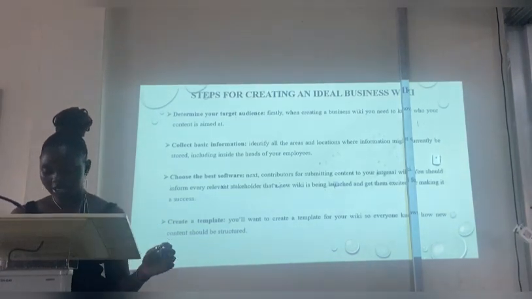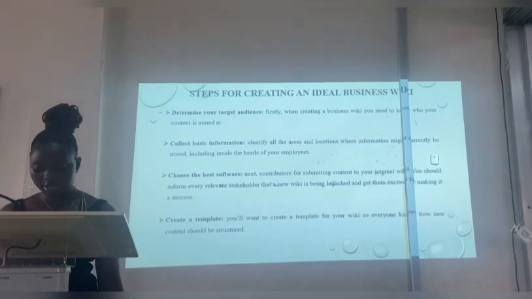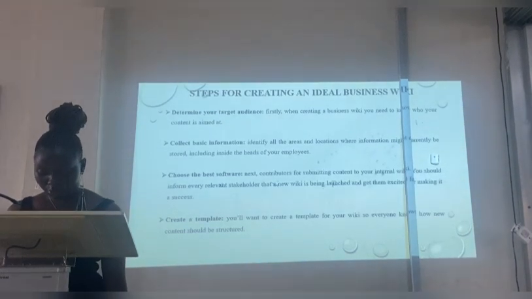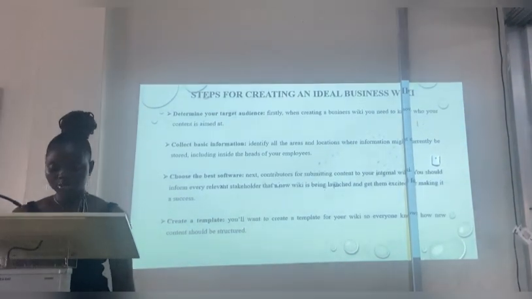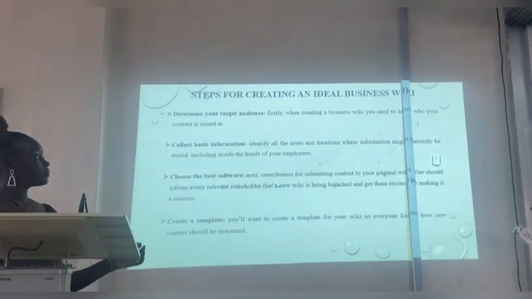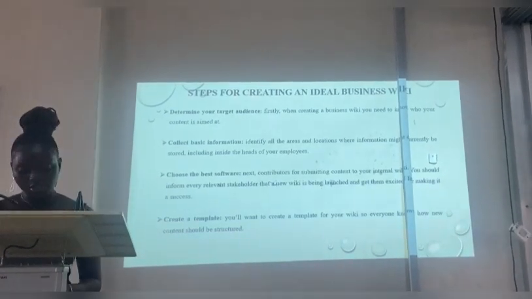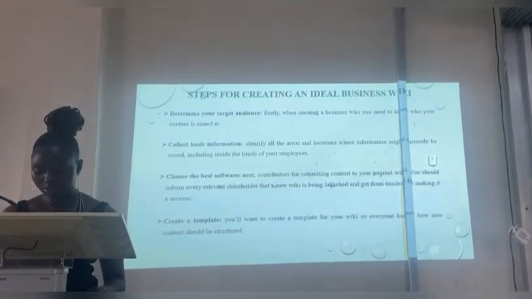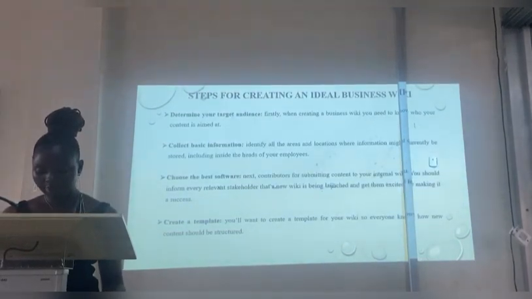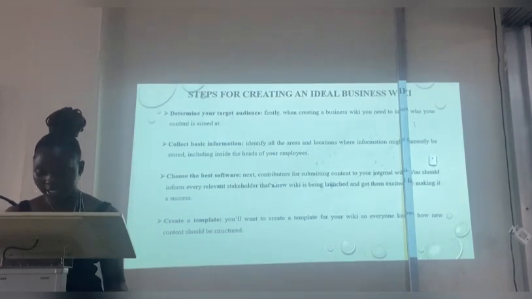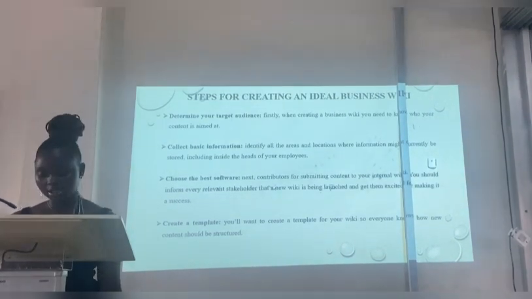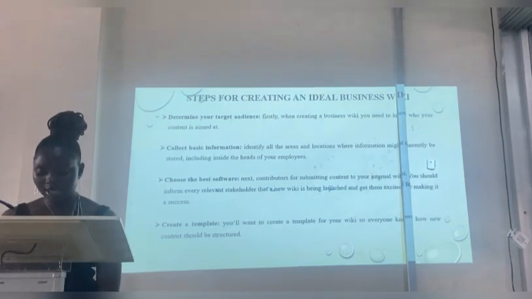The second point is collect basic information. Identify all the areas and locations where information might currently be stored, including inside the heads of your employees. The third point is choose the best software. Next, contributors for submitting content to your internal wiki. You should inform every relevant stakeholder that a new wiki is being launched and get them excited for making it a success. The fourth point is create a template.